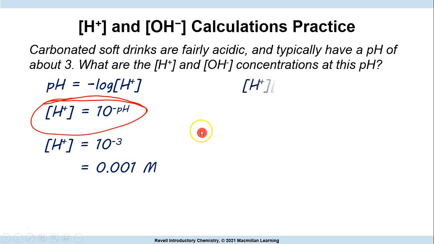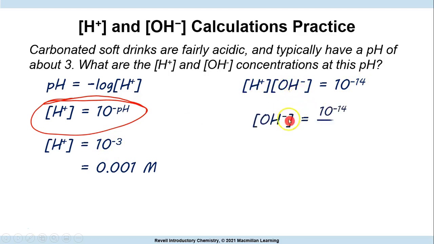Now, how can we calculate the hydroxide ion concentration? Now we have the hydrogen ion concentration. We know that the hydrogen ion concentration times the hydroxide ion concentration is equal to 10 raised to the power minus 14. So we just calculated the hydrogen ion concentration, which is 10 raised to the power minus 3. So we go ahead and substitute it here and calculate the hydroxide ion concentration. So the hydroxide ion concentration is 10 raised to the power minus 14 divided by 10 raised to the power minus 3. That gives us 10 raised to the power minus 11.